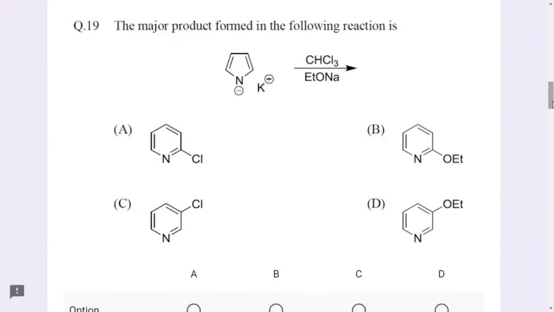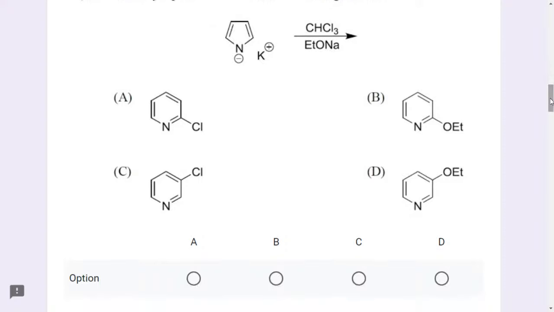Next. Yes, this is a well known example, a very simple, straightforward question. The major product formed in the following reaction is, this is chloroform and sodium ethoxide. What do you remember? What do you get? Yes, Reimer-Tiemann reaction, pyrrole in the presence of sodium ethoxide and chloroform. What is it going to give? Yes, 3-chloropyridine. What is going to happen? The intermediate, a carbene, is going to form here like this, and the ring is going to be opened up to give this 3-chloropyridine. Option C is the correct option, students.